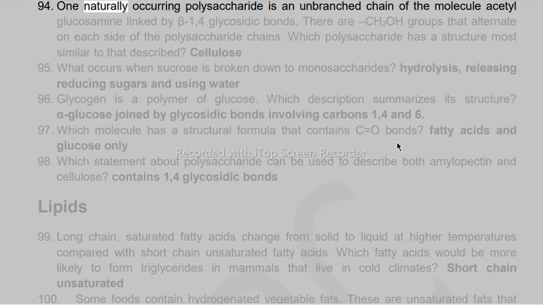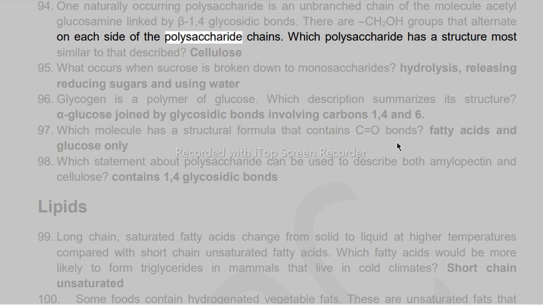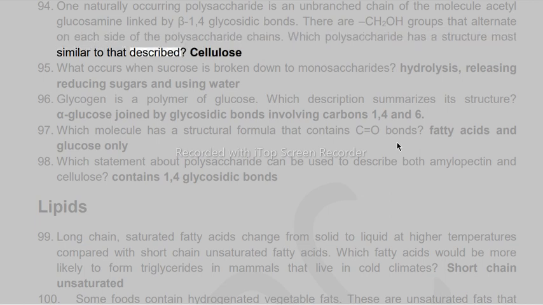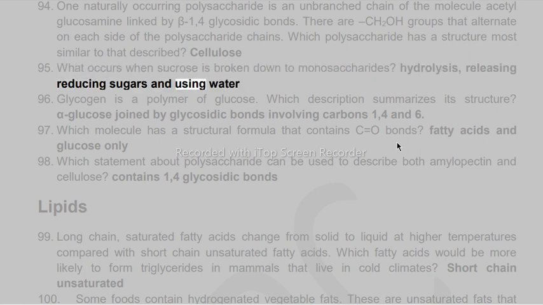94. One naturally occurring polysaccharide is an unbranched chain of the molecule acetylglucosamine linked by beta-1,4 glycosidic bonds. There are CH2OH groups that alternate on each side of the polysaccharide chains. Which polysaccharide has a structure most similar to that described? Cellulose. 95. What occurs when sucrose is broken down to monosaccharides? Hydrolysis, releasing reducing sugars and using water.